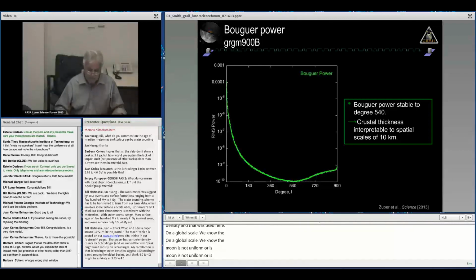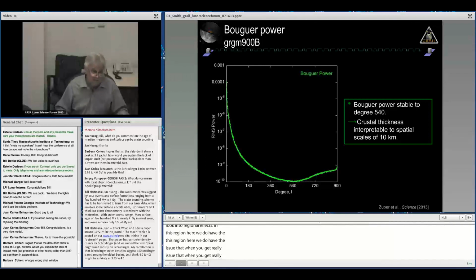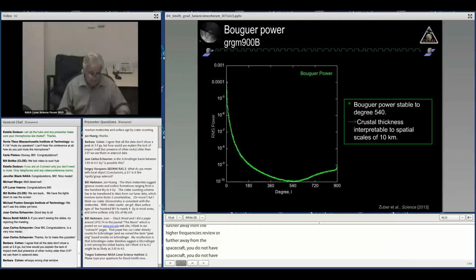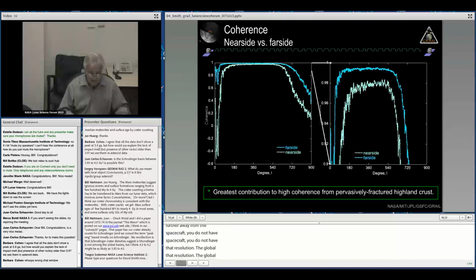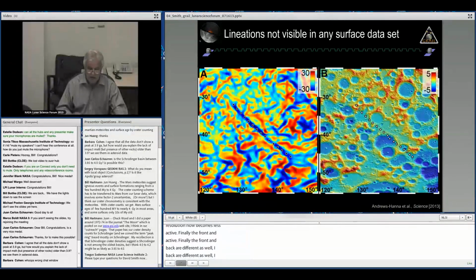And what's more, in this region here, we do have the issue that when you get very close to the surface, the mountains are closer to the spacecraft, and therefore you see stronger gravity signals and higher frequencies. In the valleys, where you're further away from the spacecraft, you don't have that same resolution. So the global resolution now, when done this way with spherical harmonics, becomes less accurate. Finally, the front and the back are different as well. I don't have time to go into those now, but not surprisingly, the coherence is different.